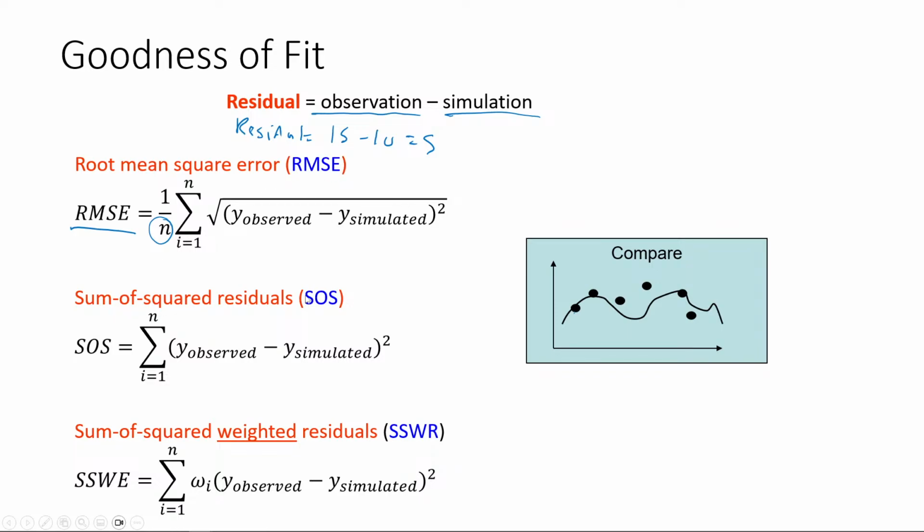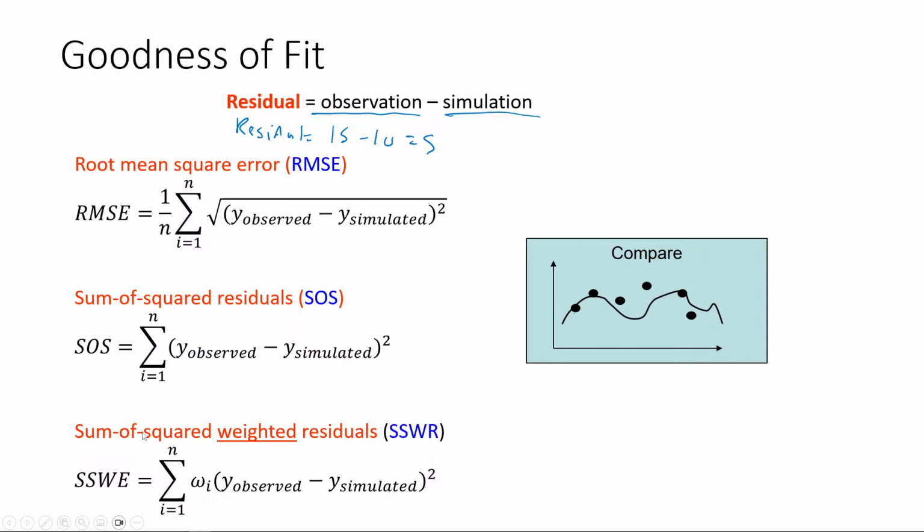Another way is the sum of the squared residuals. You can just square them and sum them without taking the square root. If you have this one, it will treat all points as equal, giving an equal weight, while a point with a big residual will have a higher weight, so that's a little bit more aggressive.